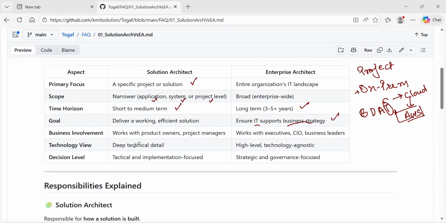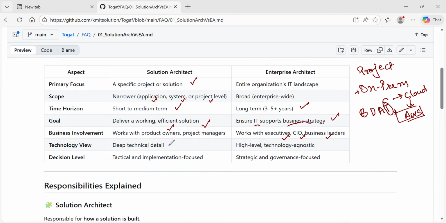Business involvement. The solution architect mostly works with the product owners, meaning client project managers, whereas the enterprise architect works with the executives, CIO, business leaders, etc.